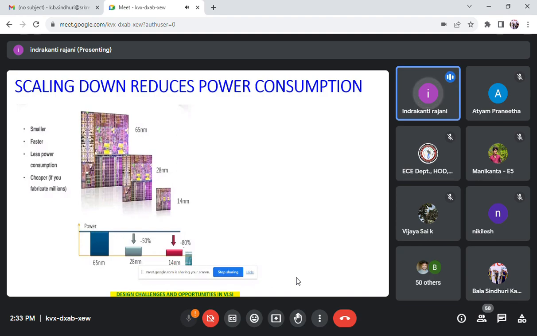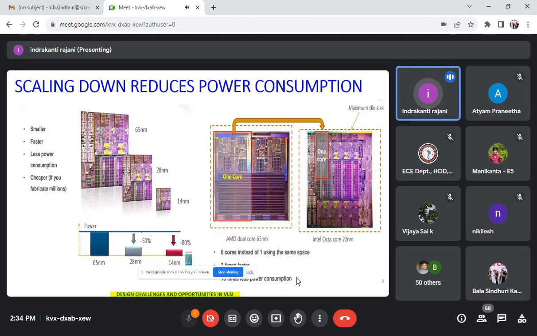At 14 nanometers, it was 80% less loss, so less power consumption was observed. Moreover, millions and millions of transistors are going to be fabricated on a single chip. So at a time you will get 8 cores on board instead of one in the same space. The transistors, logic gates, devices or systems are developed in the same space, and I'm getting the device working 3 times faster, and the power consumption can be decreased 10 times.